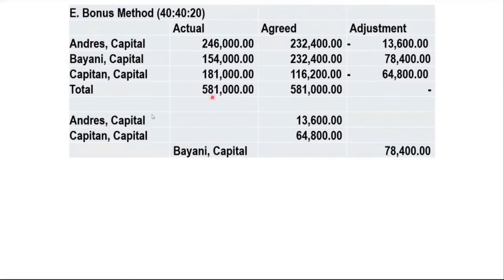Ito naman yung ating adjusting entry. I-debit natin si Andres at saka si Kapitan kasi yun yung nakalagay dito. Tapos credit mo si Bayani, 78,400. Yun. So that's basically what's going to, or that's basically how we apply for the bonus method.